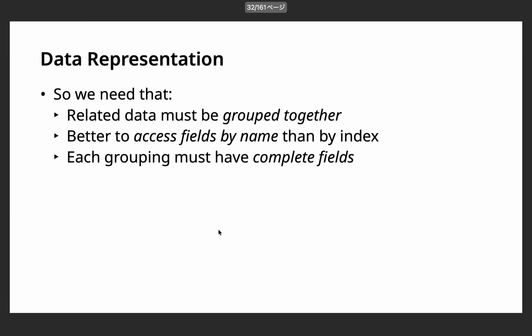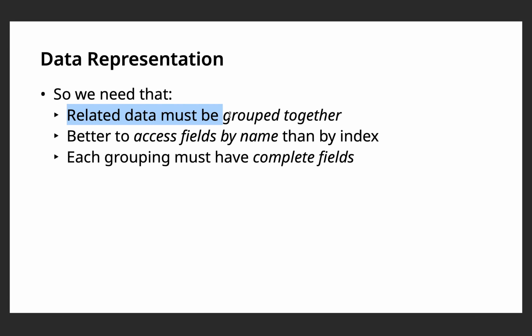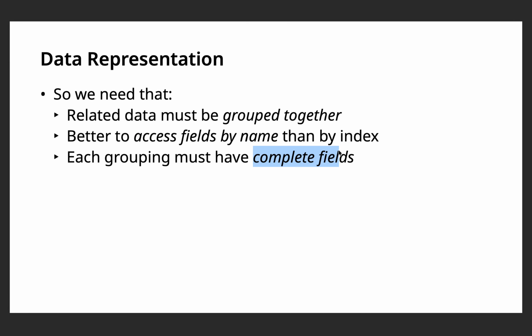Okay, so how do we reconcile all of this? Again, our first problem was we want the data to be grouped together. Tuples, or having parallel lists, couldn't do this for us, which is why we use tuples instead. Aside from that, we want to access the fields by name. So we couldn't do this with tuples, which is why we use dictionaries. And finally, we want each of the dictionaries to have a complete set of keys. So dictionaries can't do this for us since they don't enforce internally what keys they're supposed to have.